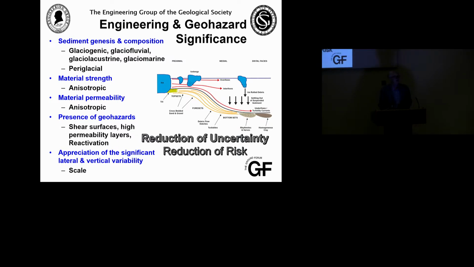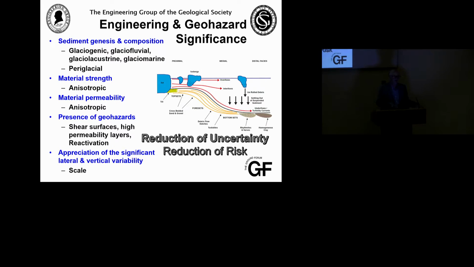We need to understand the basic environment of deposition. We're good at that as geologists. We've done depositional environments in our sedimentology. Have we got glacial materials? Have we got fluvial glacial materials? Is it glacial marine? Is it glaciolacustrine? That fundamental depositional model helps us then develop the understanding of the variability in the strength, the variability in the permeability, what potential geohazards are actually present.